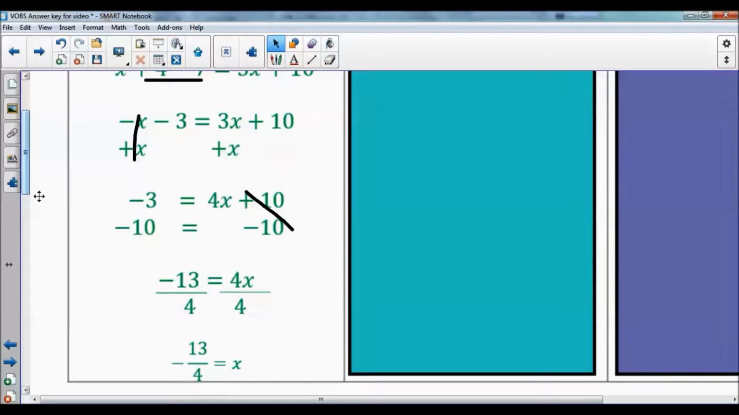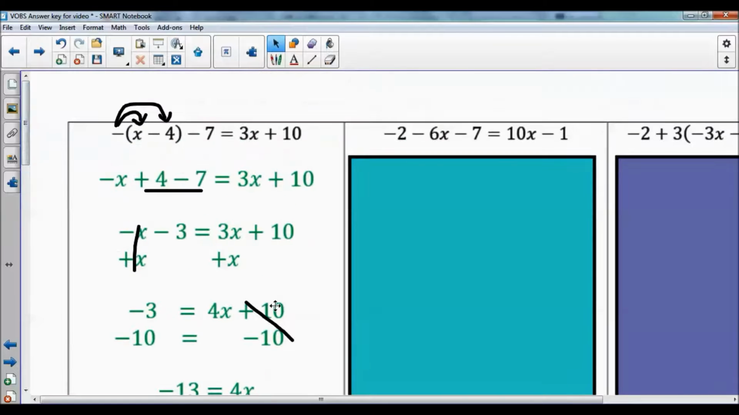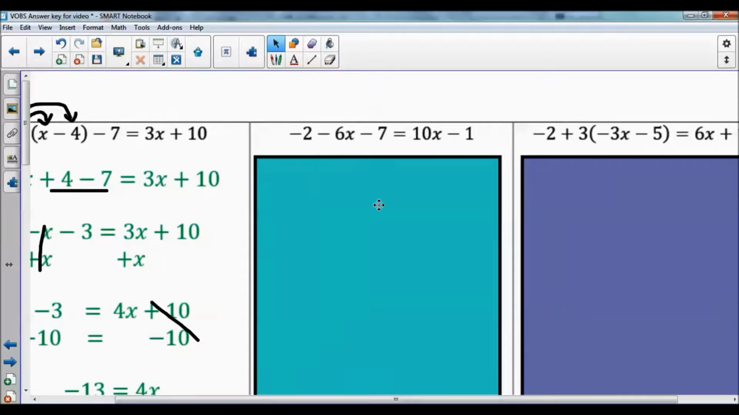Okay, we have another equation. In the middle, we have negative 2 minus 6x minus 7 is equal to 10x minus 1. So the first thing I do is look for my distributive property. I don't have any parentheses here, so I must not have any distributive property to do. So instead, the first step we're going to do is combine like terms. Negative 2 and negative 7 are on the same side of the equation, so they can combine together.